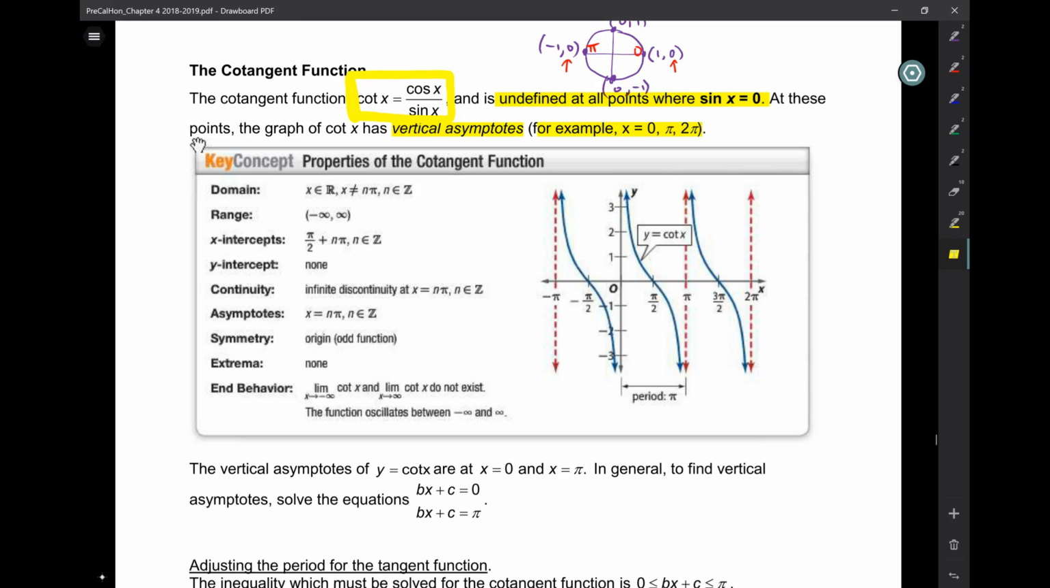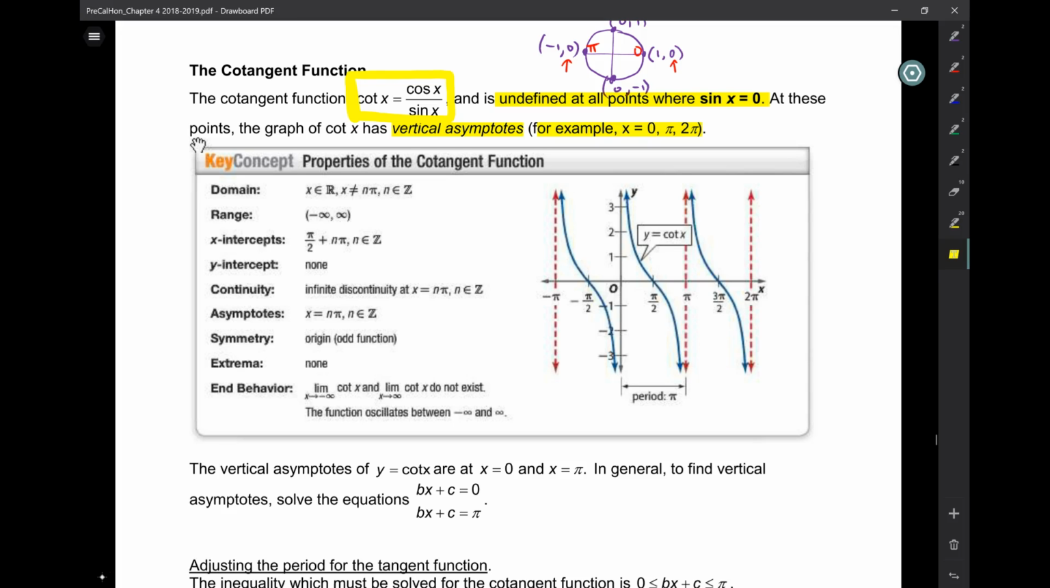Where were they for the tangent? Negative pi over 2, pi over 2. So at all of the half pi's, right? 7 pi over 2, 9 pi over 2, and so on. The cotangent is going to have asymptotes at the full pi's. So at negative 9 pi, at positive 32 pi, at 2 pi, at negative 3 pi, at 1 pi, at 0. Okay?